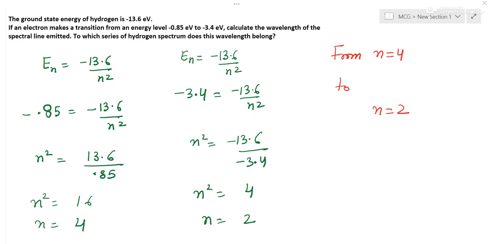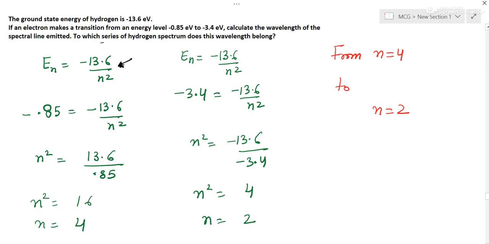So let us understand this part of the question. The question is: ground state energy of hydrogen is this, that we know. If an electron makes a transition from this to this, calculate the wavelength of the light emitted. This is one part, and which series does it belong to? So we will come to the general formula of energy in the nth shell.